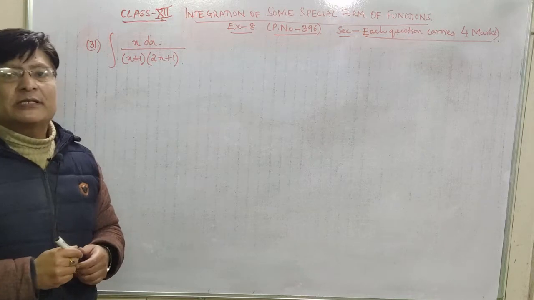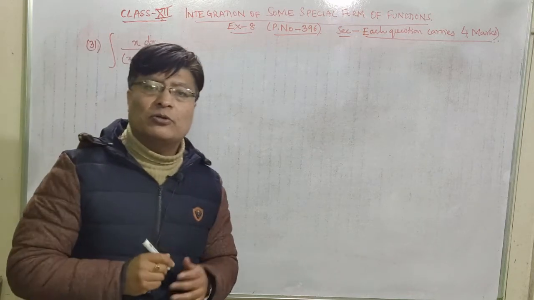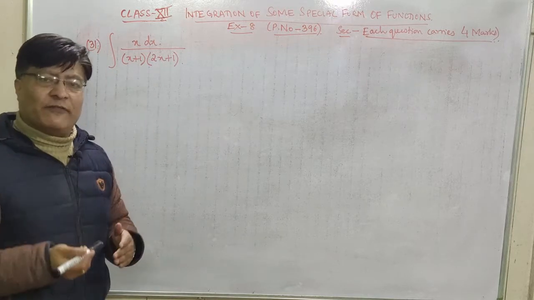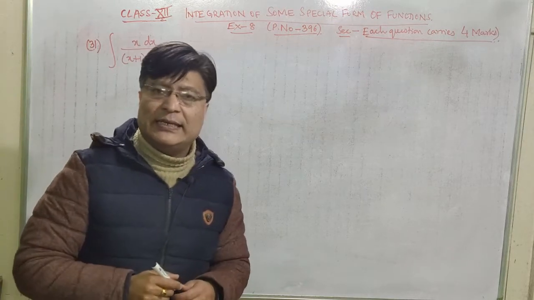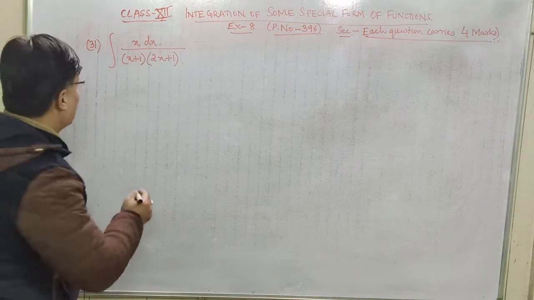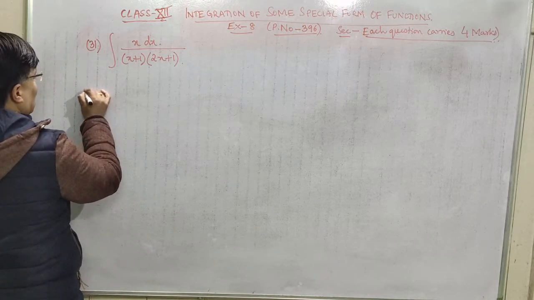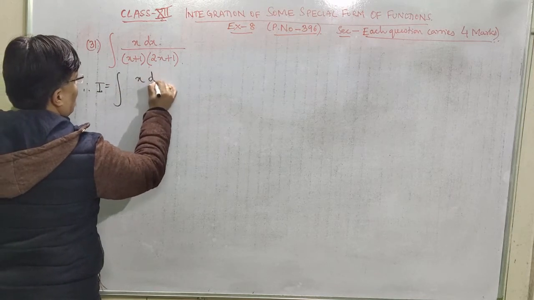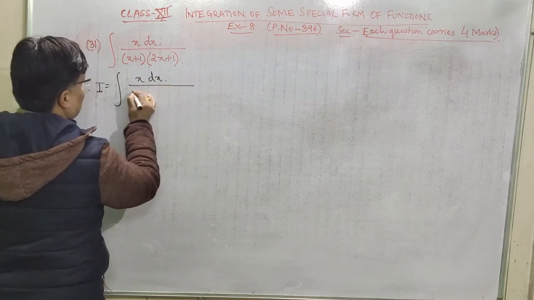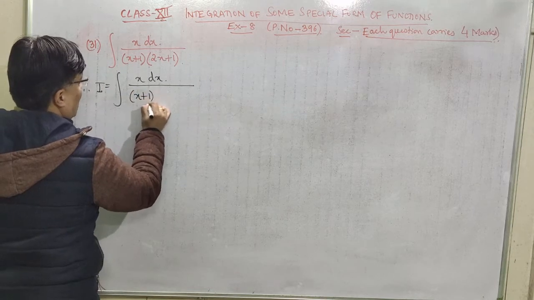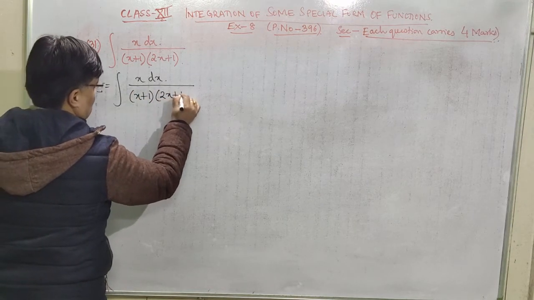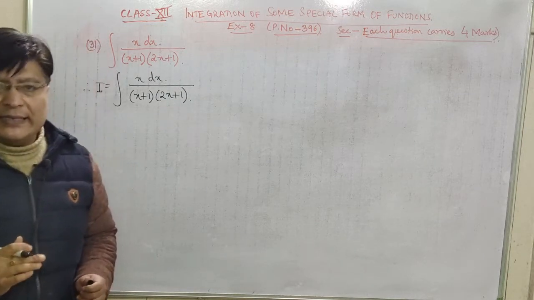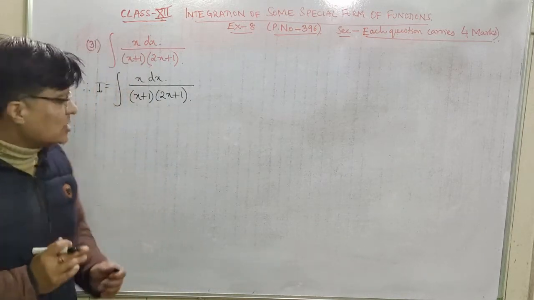In the previous classes I already told you about the meaning of the partial fraction. So let us convert this fraction into partial fraction first, then you can easily integrate them. Okay, so let us write it first. I is equal to integration of x dx divided by x plus 1 into 2x plus 1. That means we are integrating it.